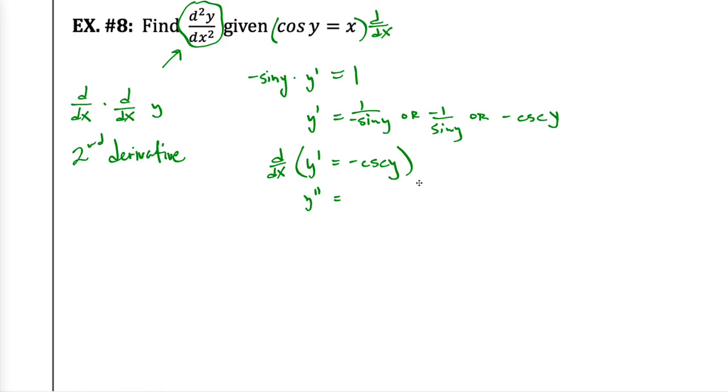Okay, Maddie, what is it? Isn't it positive secant of y times cotangent of y times y prime? All right, let's refresh and start that over. But you're correct. Positive secant of y times cotangent of y times y prime. I mean, it's easy, but it's not easy. And it's positive because we are taking the derivative of a negative one.